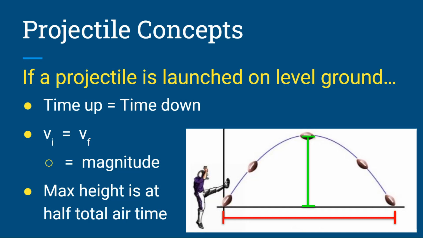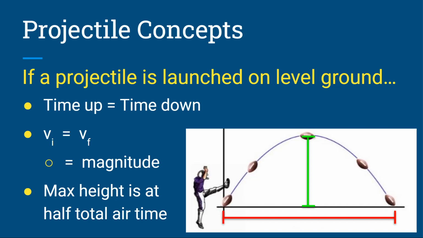Okay, the other thing that's also true is if you look at the velocity of this football right after it's kicked, its initial velocity, and if you look at that point right before it lands, you're going to have the same magnitude of velocity. They're the same speed. Opposite directions, but same magnitude.